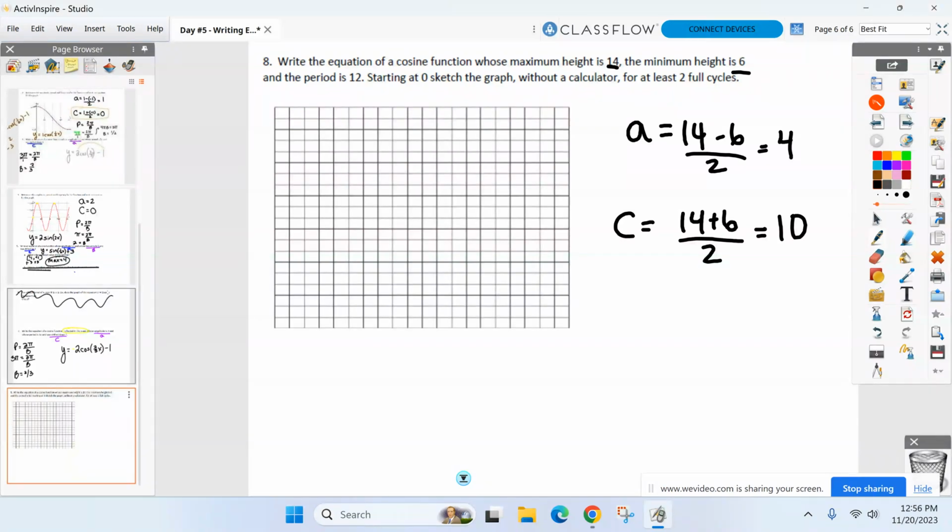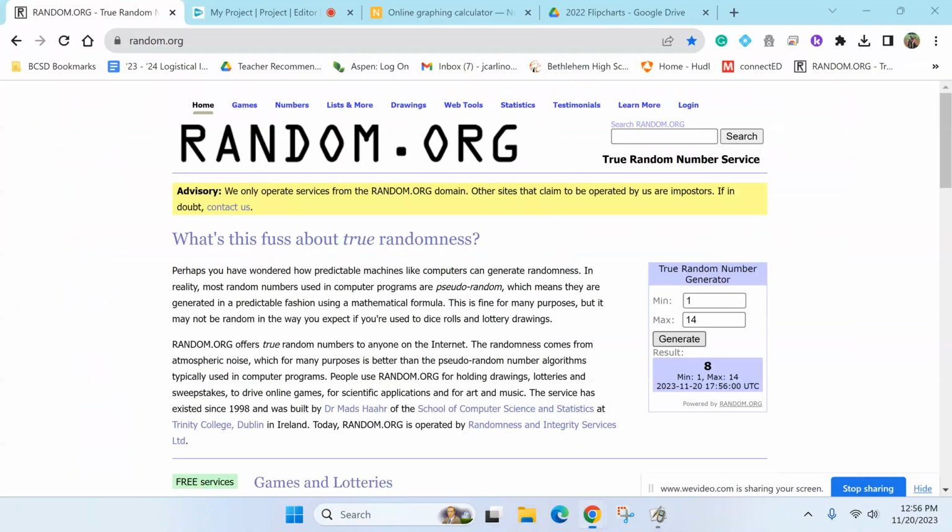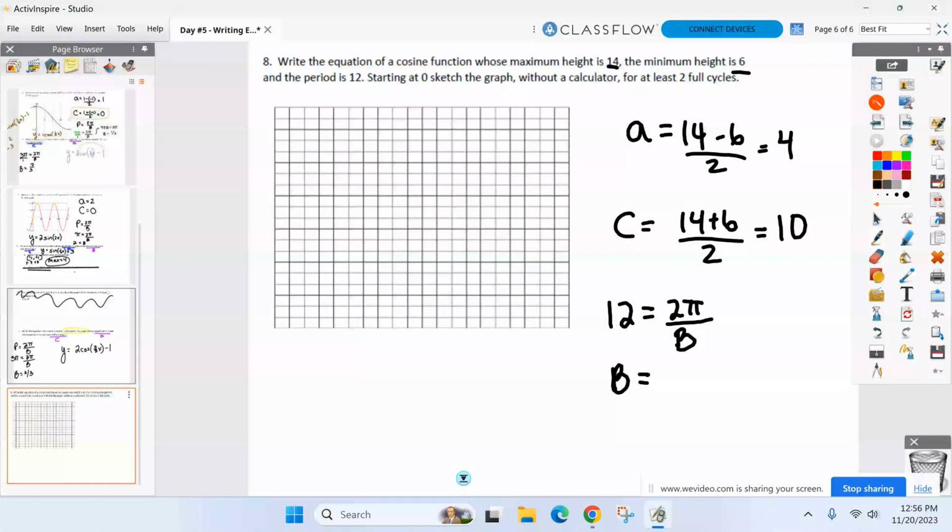B value. What's the period? 12. So 12 equals 2 pi over B. So that's boom, boom, divide by 12. When you have it, let me know what you think the B value is. Harper, when you have it. Pi over 6, yep, good. Pi over 6, same thing.